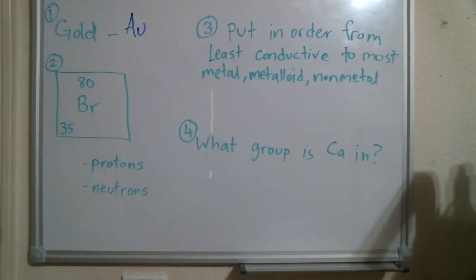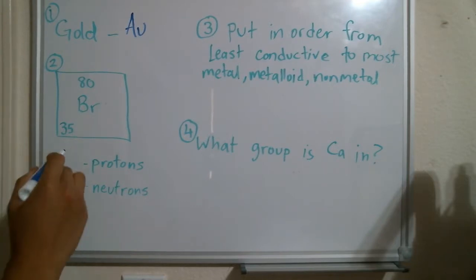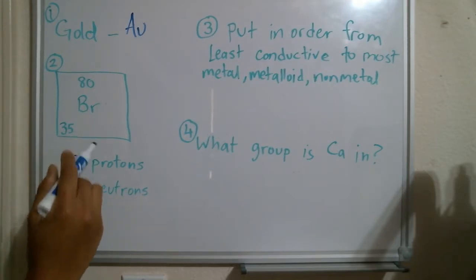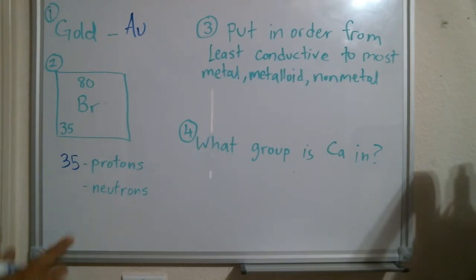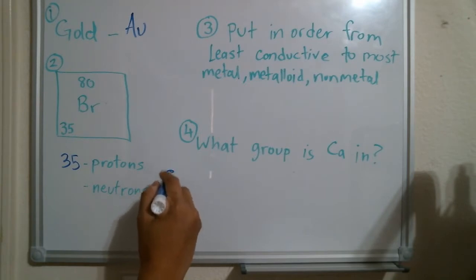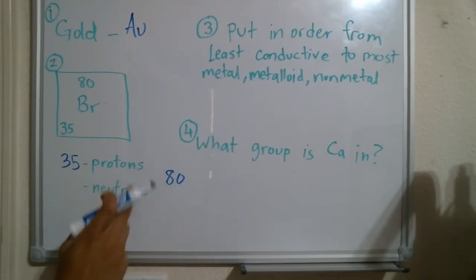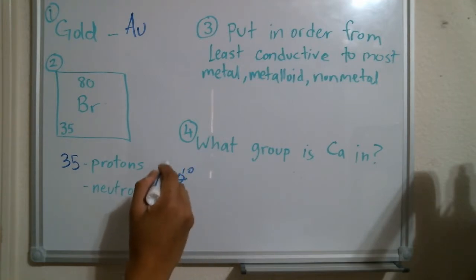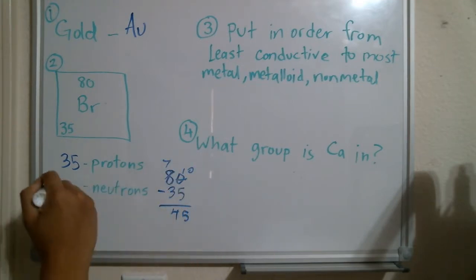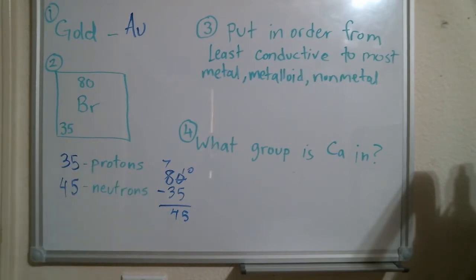So what does the atomic number tell us? It tells us the number of protons. So this means there are 35 protons in bromine. Now this one up here, this number is the mass number. And how do we find out the number of neutrons using the mass number? Well, we just subtract the number of protons from the mass number, because the atomic mass unit of protons and neutrons is 1, so they weigh about the same. So there are 45 neutrons in bromine.